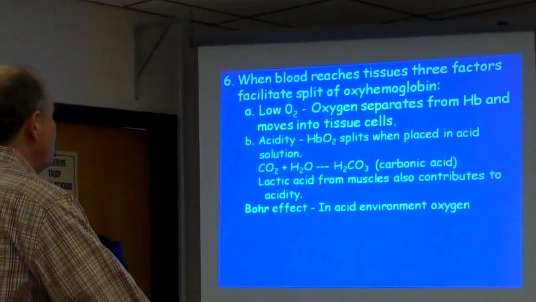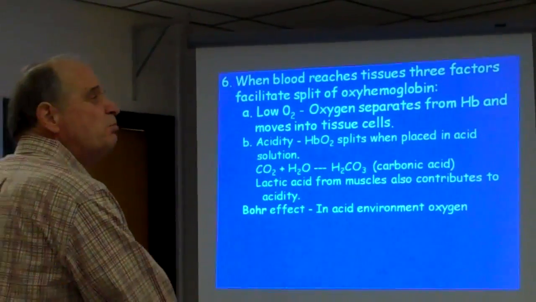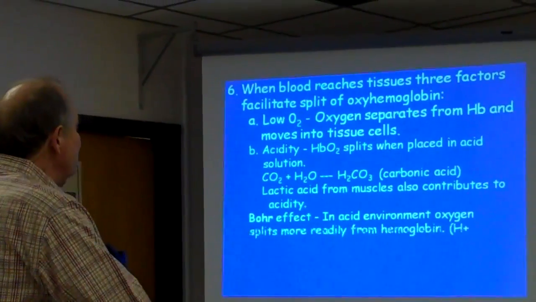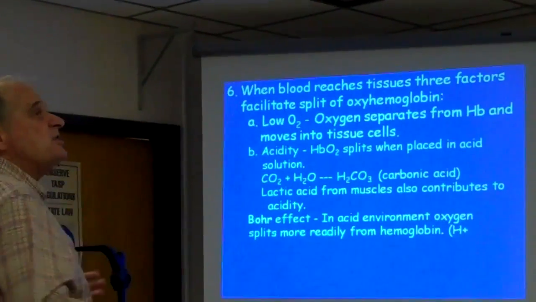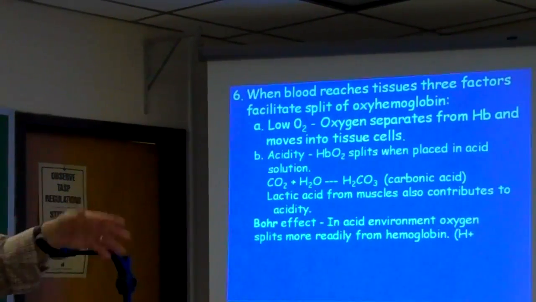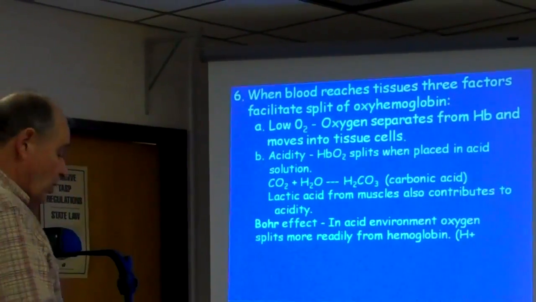And then I have Niels Bohr, B-O-H-R. He was a physicist. In an acid environment, it's just some fluff, just Niels Bohr. In physics, you would deal more with his stuff, the Bohr effect.